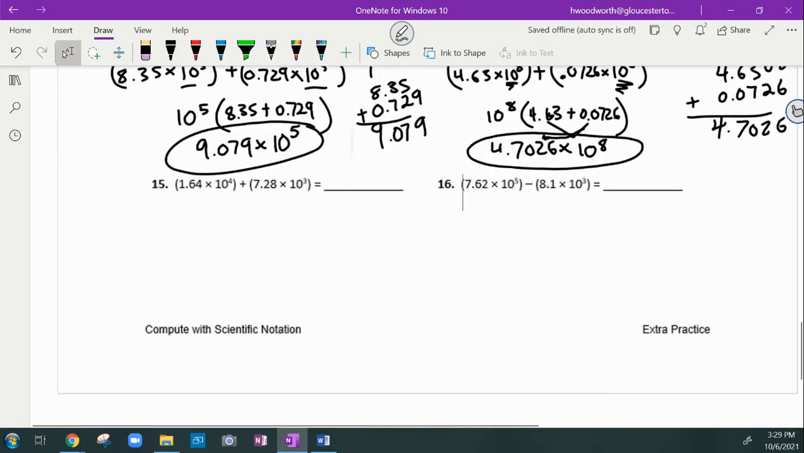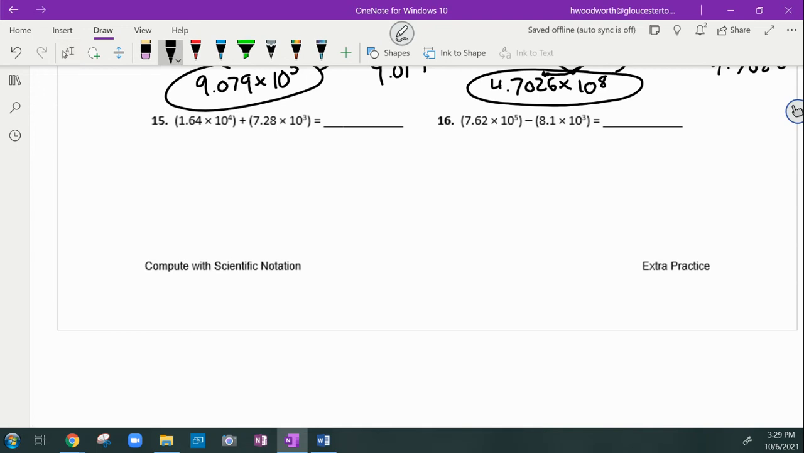I think I can squeeze in these last two. Let's go. So, bummer. They don't match. I think that's a 3. So what I have to do is make them match because this is an addition problem, and my place values have to match. So I have 1.64 times 10 to the fourth. Don't have to change that one at all. Do have to change this one.